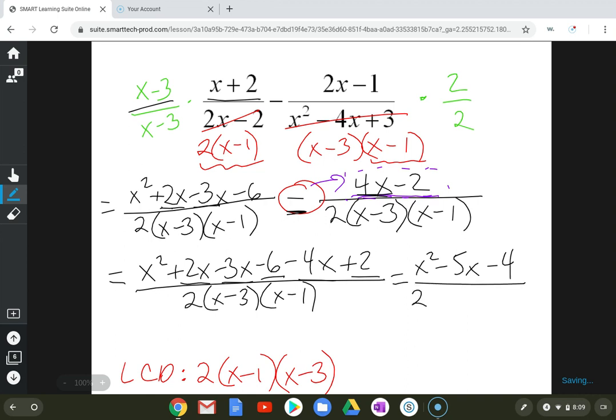All right, now the numerator looks a little deceiving. It looks like it factors, but it actually doesn't. If it was a plus 4, it would factor, but it's not. So that's it. That's as far as we can go.